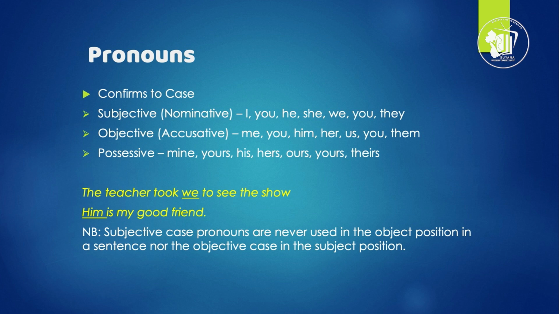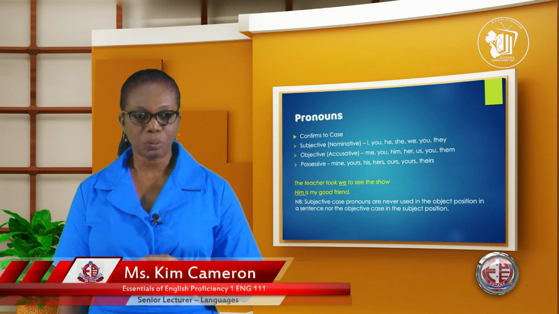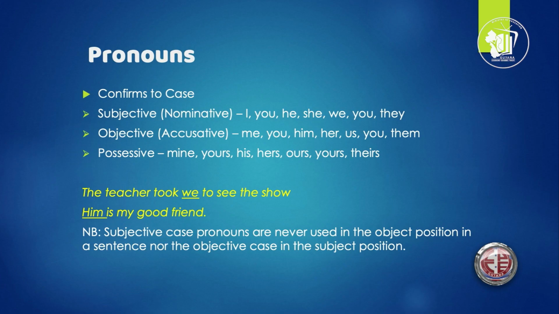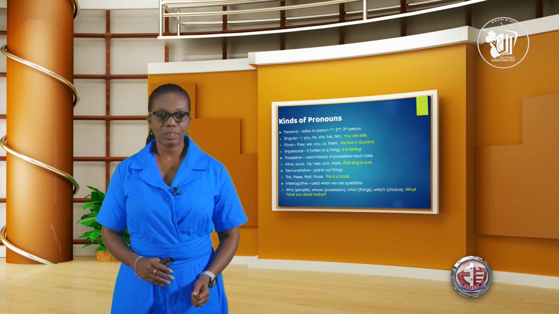And as an example here, we have, the teacher took we to see the show. Is this correct? Him is my good friend. Is this correct? So the subjective case pronouns are never used in the objective position in a sentence, nor the objective case in the subjective position. Right? Now let's look at kinds of pronouns.